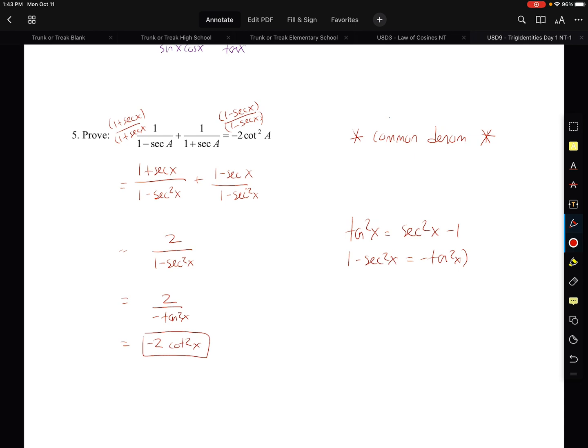So in the end, what are we doing? We're manipulating things, moving things around. It's almost like saying that 2 over 2 is 4 over 4. They're the exact same thing. We're multiplying, adding, subtracting, moving things around, simplifying things to prove that in the end, the right side is true. It does equal negative 2 cotan squared x.